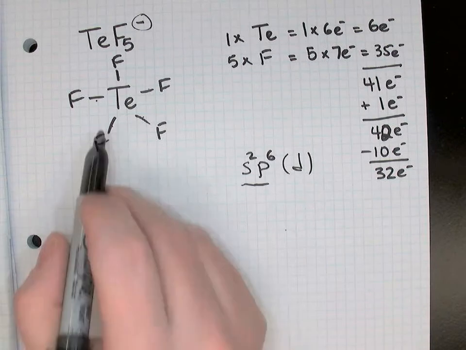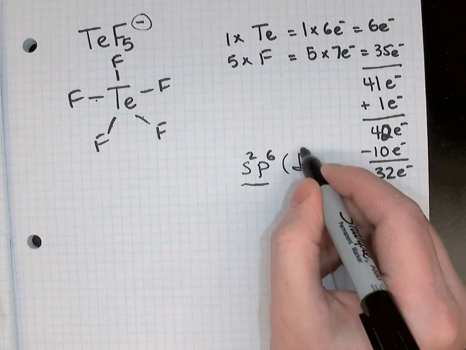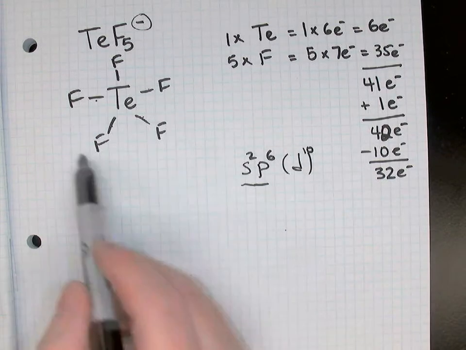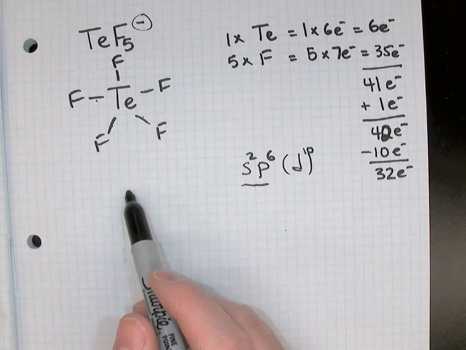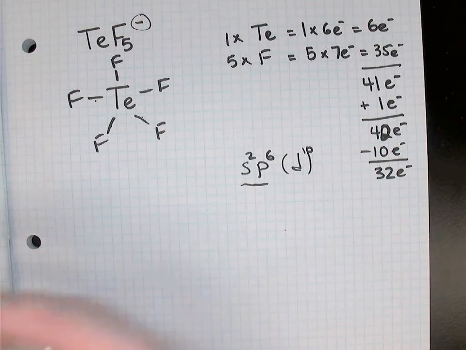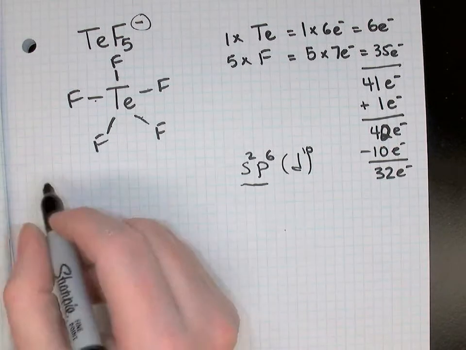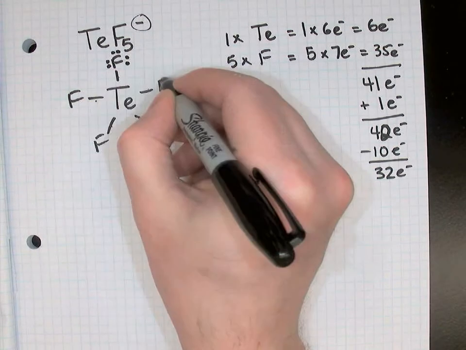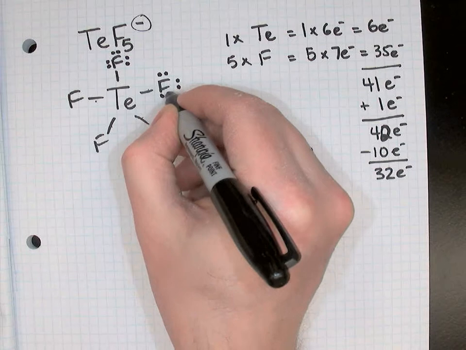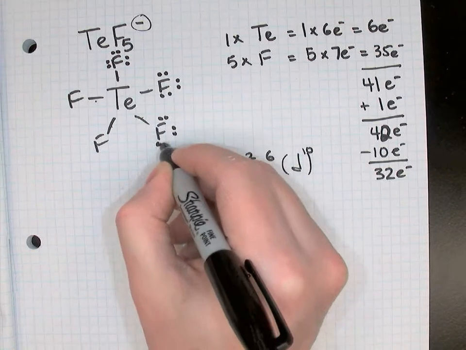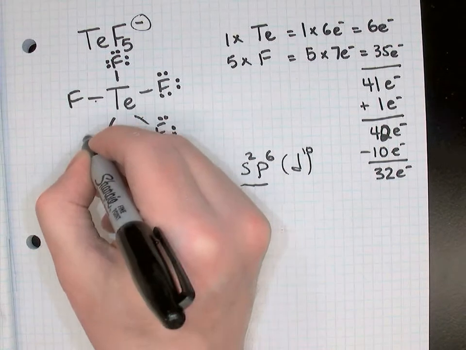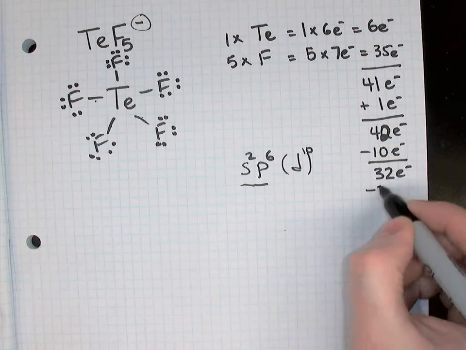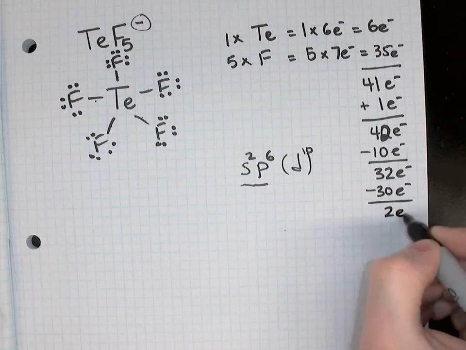But tellurium is in period 5, so it can actually have d electrons in the bonding as well, so the fact that we currently have 10 electrons is not a problem for tellurium. We call that an expanded octet. If we give each of the fluorines their octets with 6 electrons, 3 lone pairs each, 5 times 6 is 30, so we're using up 30 of our 32 electrons. That gives us 2 electrons left.